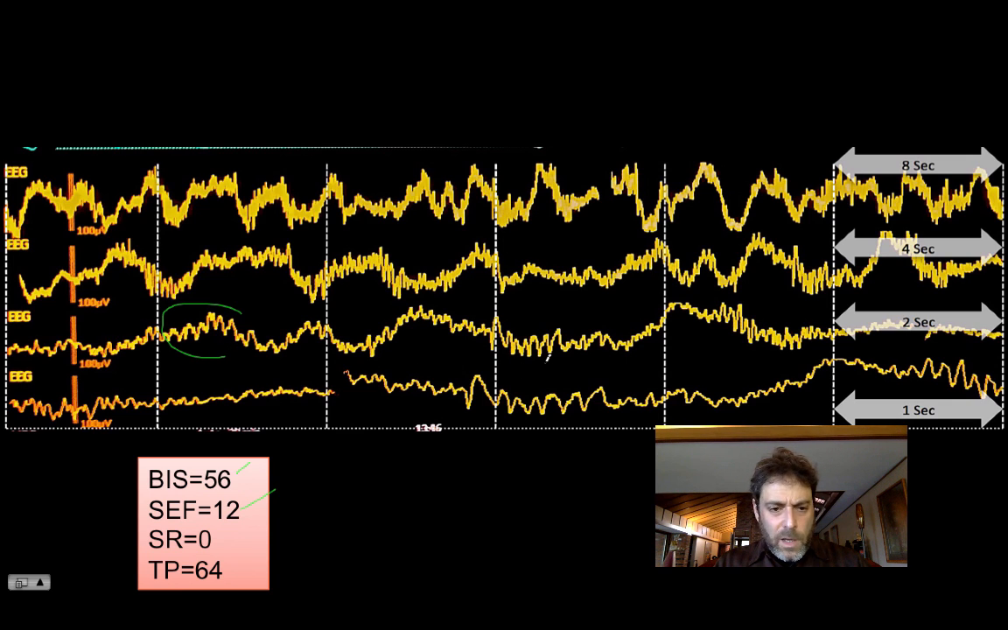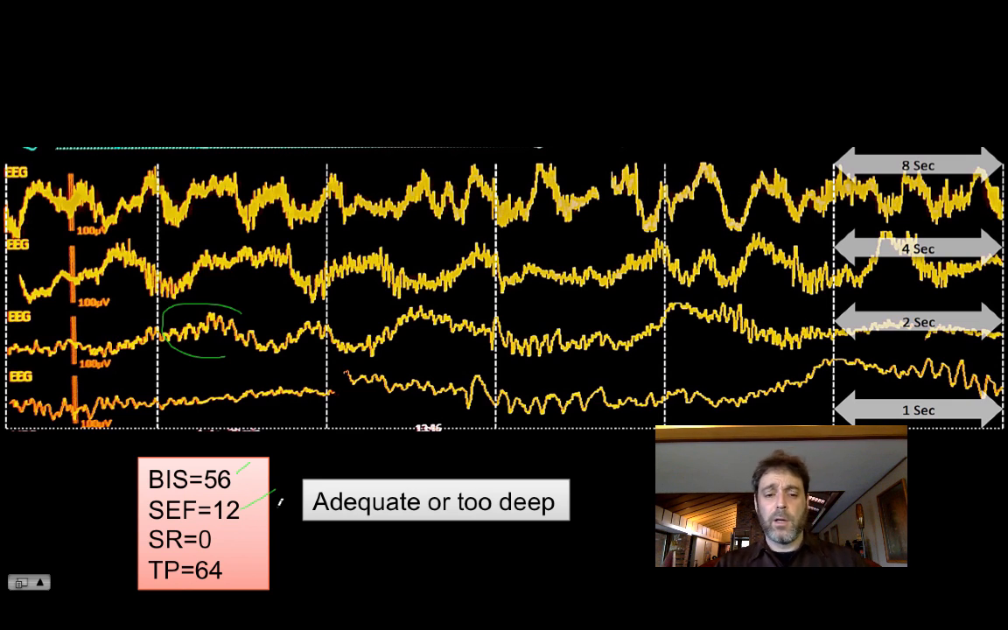If we try to count the spindles, it's not necessarily an epoch where it's very easy to count, but we could try 1, 2, 3, 4, 5, 6, 7, 8, 9, maybe about 10 hertz, and that's possibly true because our spectral edge frequency is 12. So I would say that's adequate or slightly deep, but possibly adequate general anesthesia.